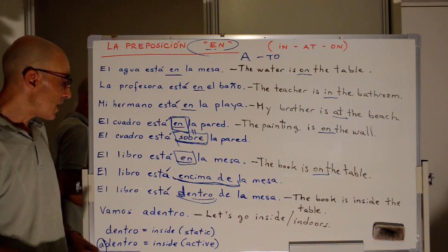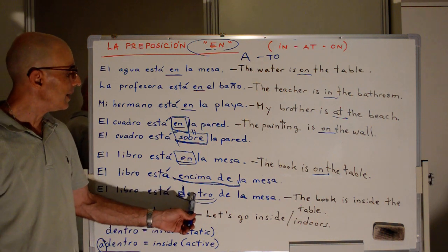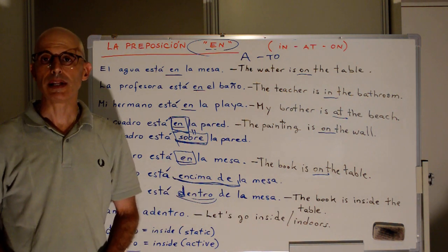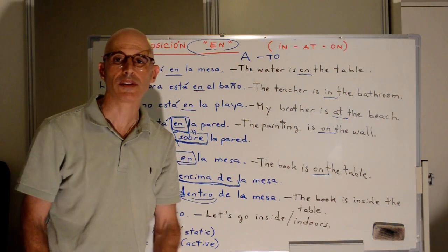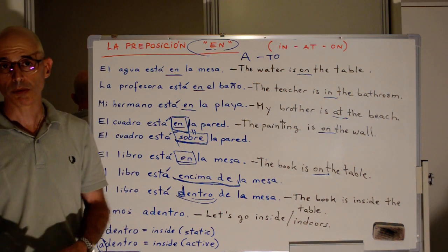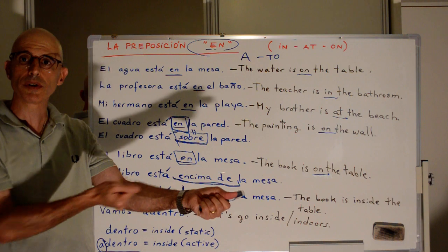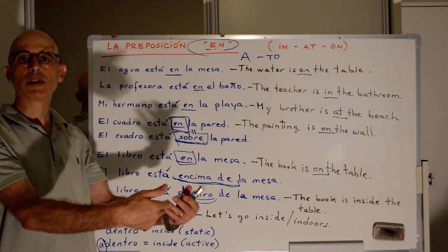Now, if I change the preposition, look at this. El libro está dentro de la mesa. Now we are saying the book is inside the table or the book is in the table. Okay? Which would make no sense unless there is a drawer in the table and we can keep a book inside the drawer that is in the table.